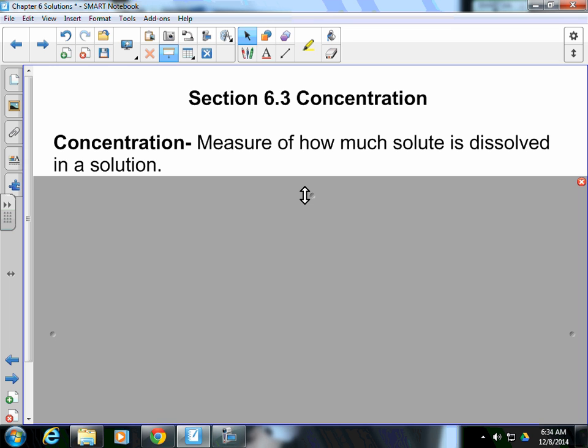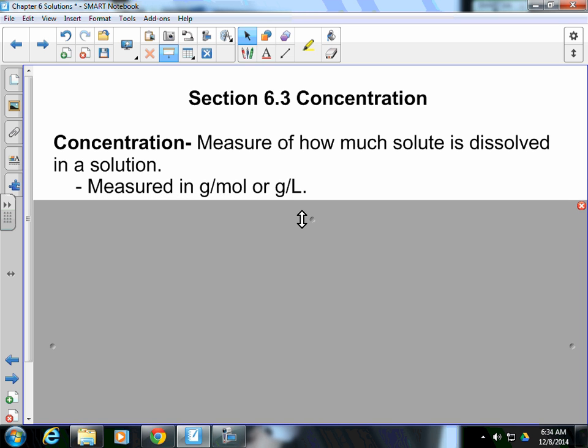For example, it's law that our city water is tested daily for a variety of chemicals such as lead and nitrates and everything like that. There's an acceptable amount of how much can be dissolved in our water. That's our concentration. That's measured in parts per million and parts per billion. For our chemistry purposes, the units we like to use are either grams per mole or grams per liter. We are going to focus on this grams per liter.